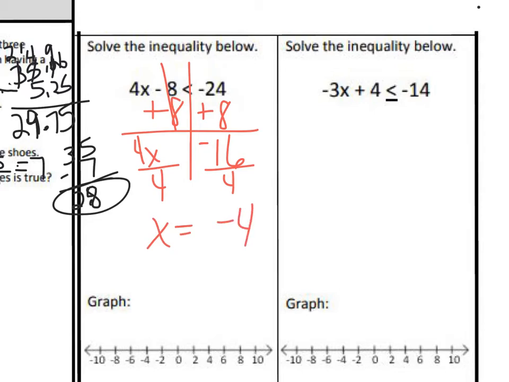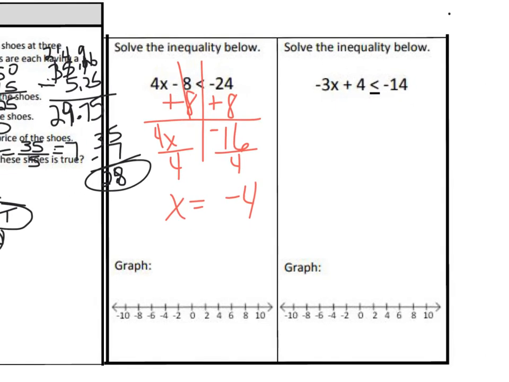So that means on the graph, we're going to go ahead and put 4, and it's not equal to, x has to be less than negative 4, so am I going left or right? Left. Because everything has to be less than negative 4. And remember, negatives, it's the opposite way.